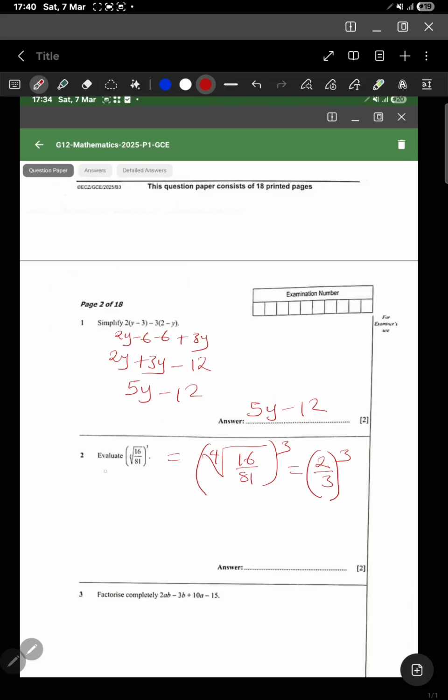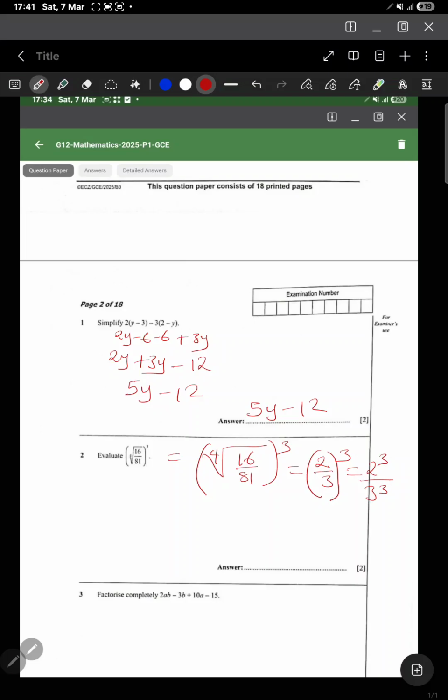So if they ask you to evaluate, they want you to simplify your answer and get a specific value for that problem. Here you have 2 over 3 under the power 3. That means 2 is raised to power 3, and 3 also is raised to power 3. So we put the power 3 on both numbers: 2 to power 3, 3 to power 3 as well.